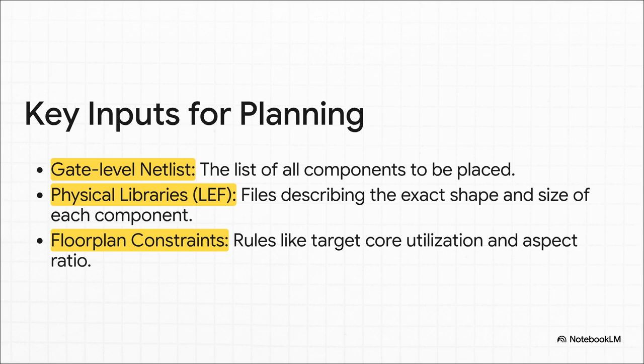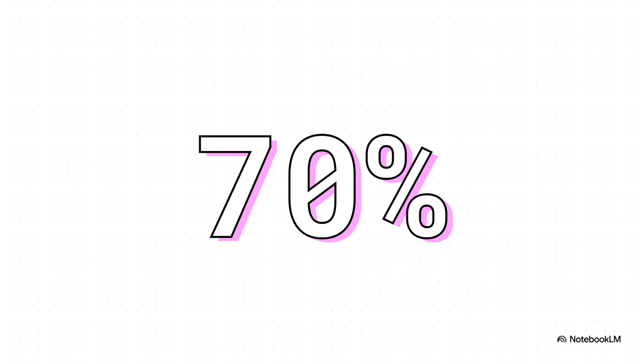And finally, it needs the city's zoning laws, the rules for the overall layout, like its dimensions and how densely we're allowed to pack everything. And that brings us to a really key number in chip design, 70%. A super common industry target for something called core utilization is right around there. Now you might be asking, why not 100%? Why not use all the space?